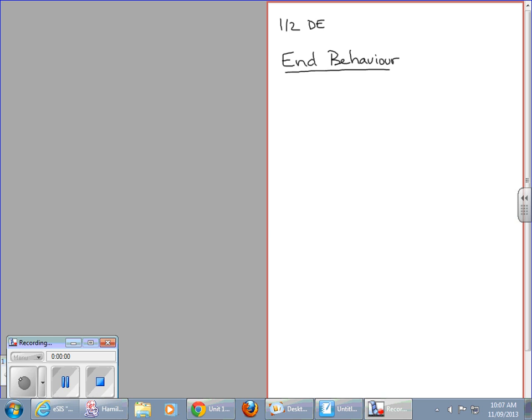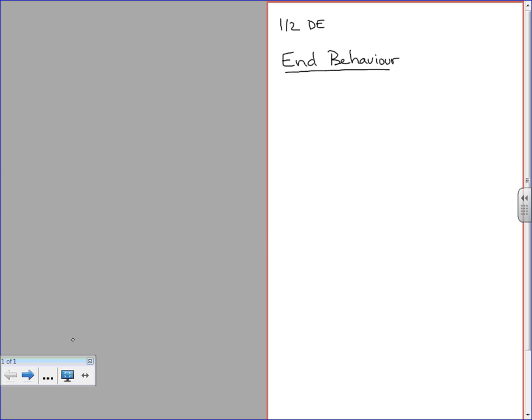Going to talk about end behavior, finite differences, and transformations. So end behavior is we're going to be given a function, and I want to describe what the function is doing as x heads out towards positive infinity.